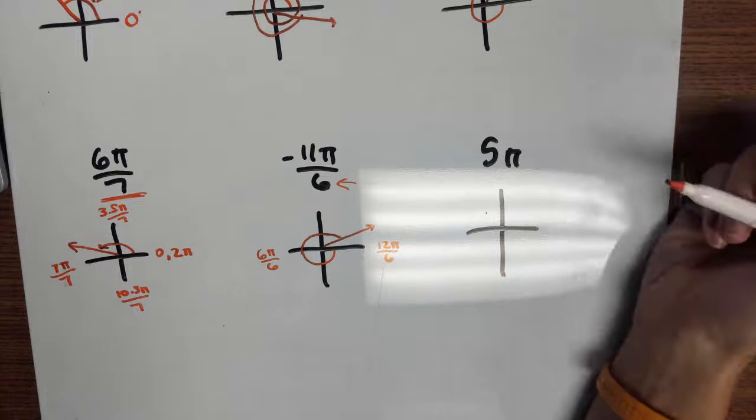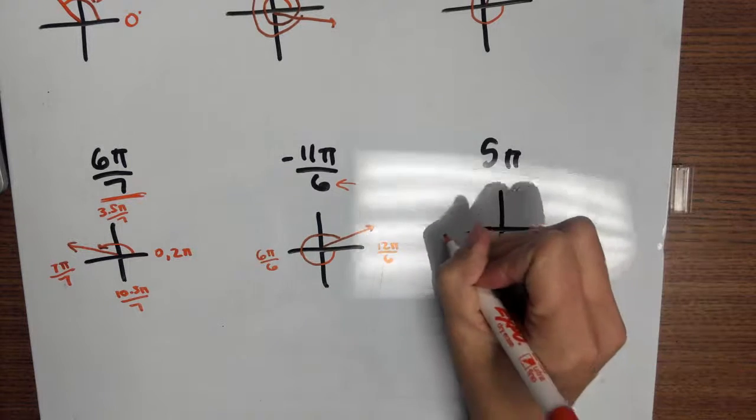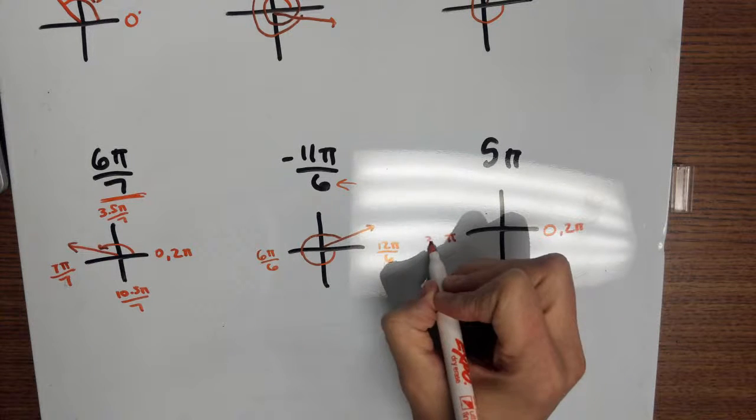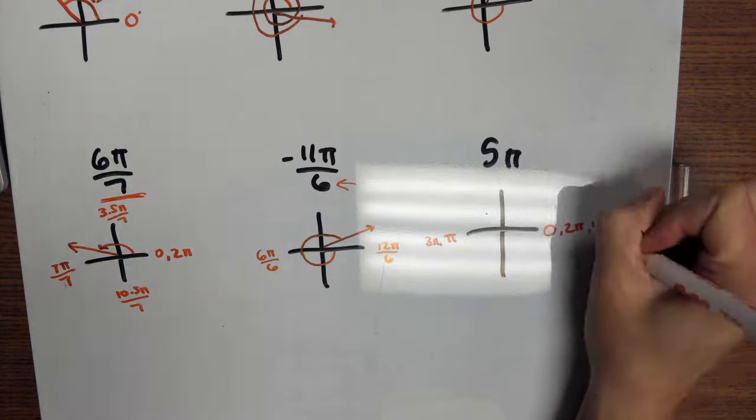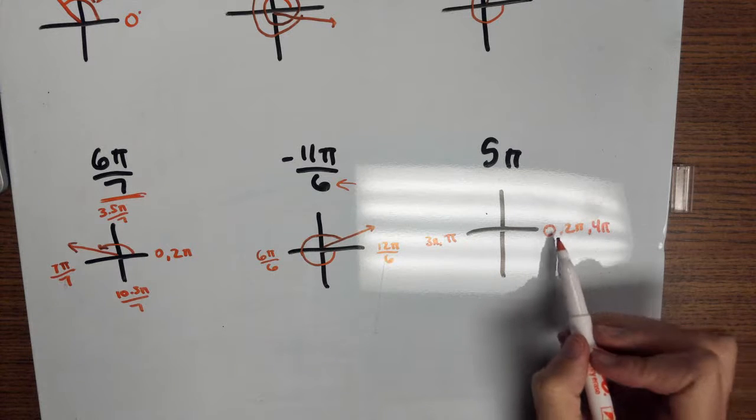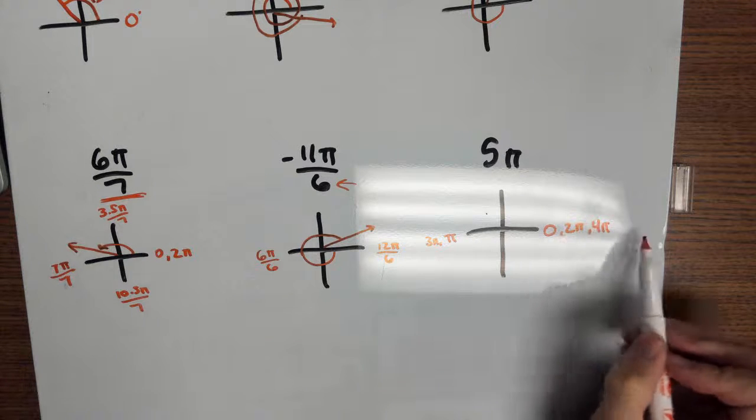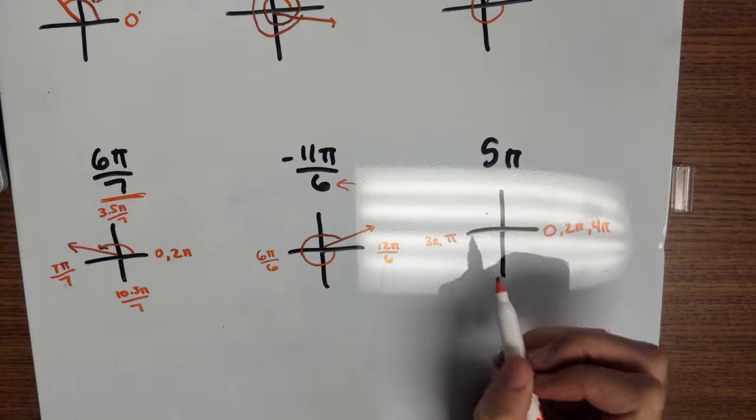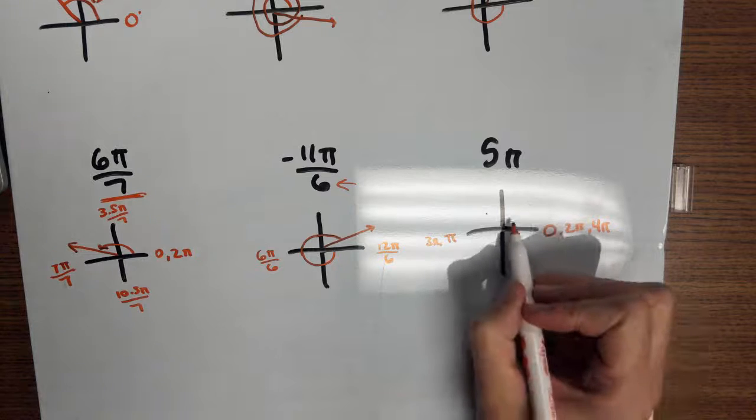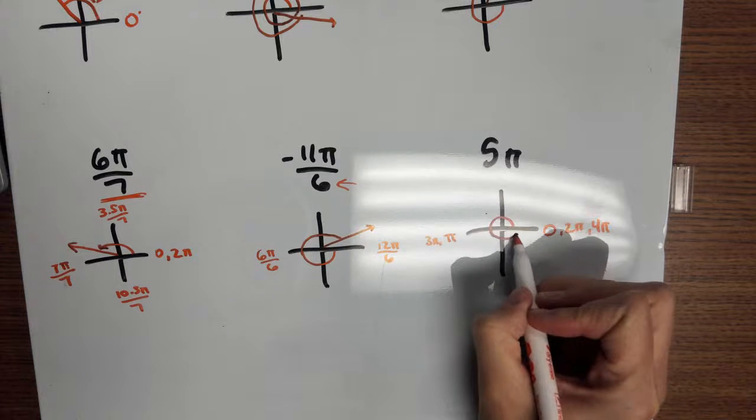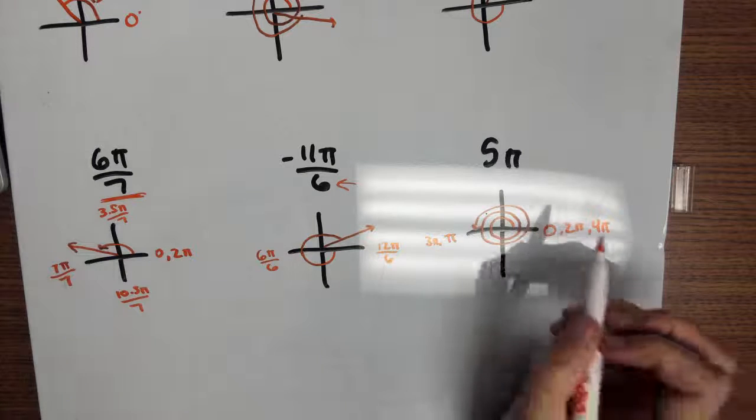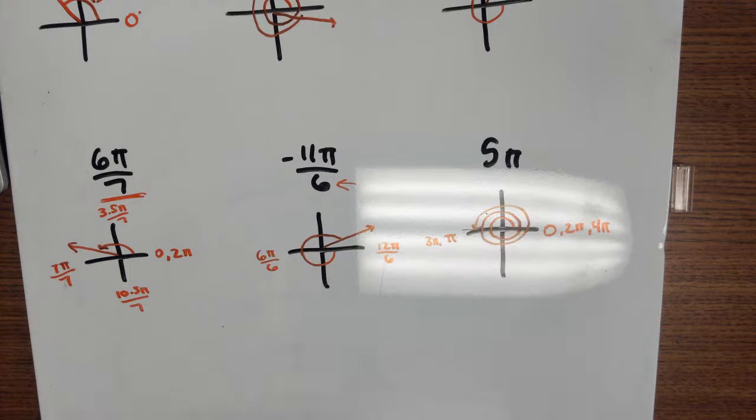Then we've got 5 pi, a couple different tricks. We know this would be 0, this would be pi, this would be 2 pi, this would be 3 pi, this would be 4 pi. So if you look at the pattern, all of the even multiples are going to fall with my 0. All of the odd multiples are going to fall with my pi on the left side, the negative x-axis. So it's positive. So there's 2 pi, there's 4 pi, and there's 5 pi. So that angle is actually just a straight line to the left.